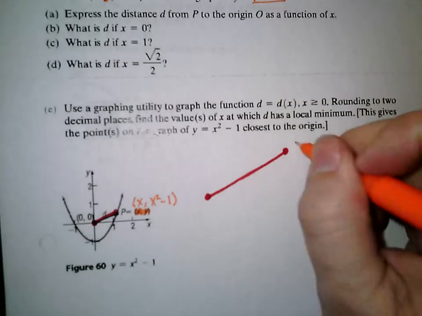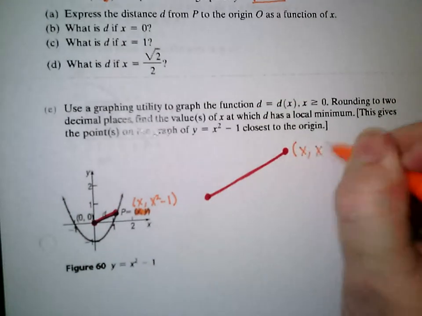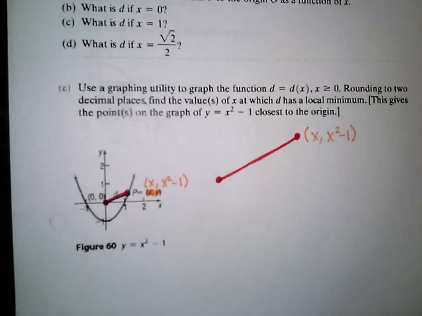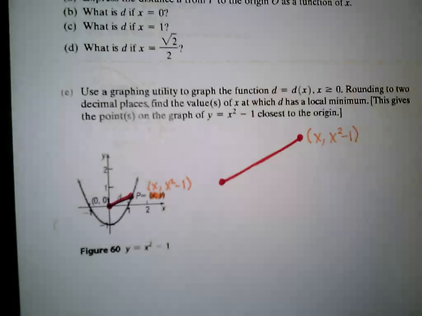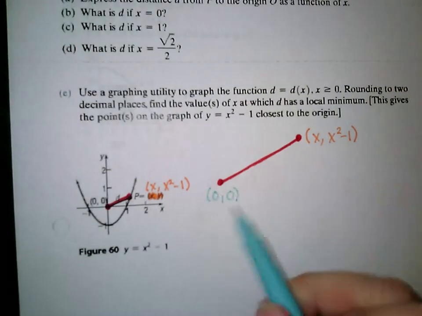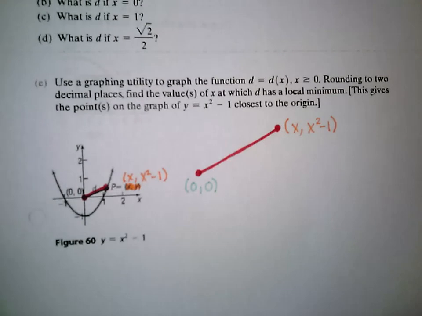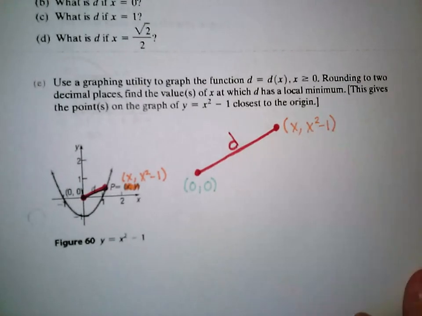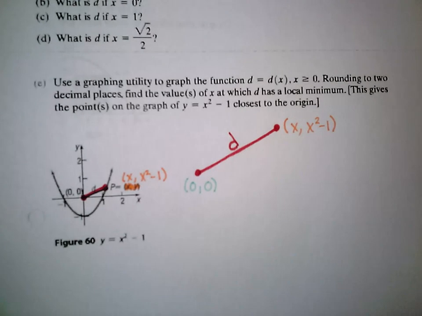And we're looking at this ordered pair P, which is x, x squared minus 1. And the other ordered pair, they're having us use the origin in this one. But like I said, it could be any ordered pair. It doesn't have to be 0, 0. And we want to write an equation for the distance between these two points. So that's what we're doing in part A.